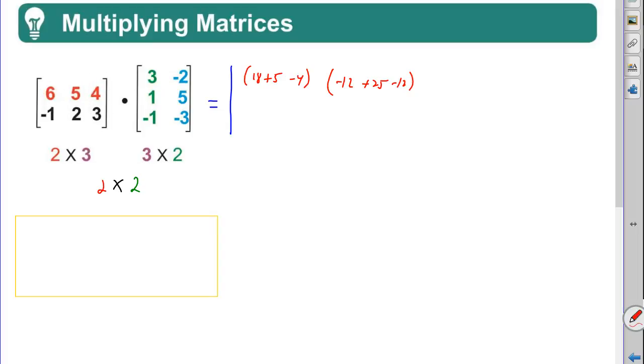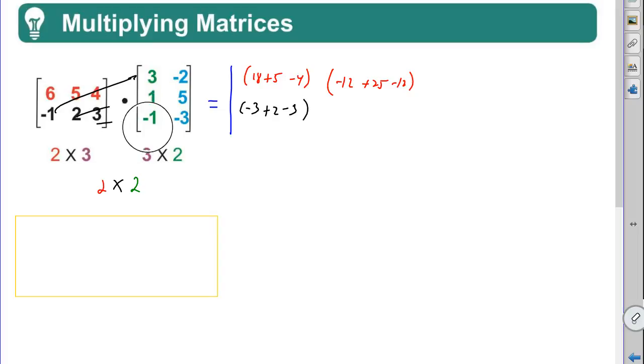Now I got to work across the bottom. So now I got to go across the bottom, again, down the column, right? Across and down. So I got a negative 1 times a 3. I got a 2 times a 1. And I've got a 3 times a negative 1. All right, that's first element.